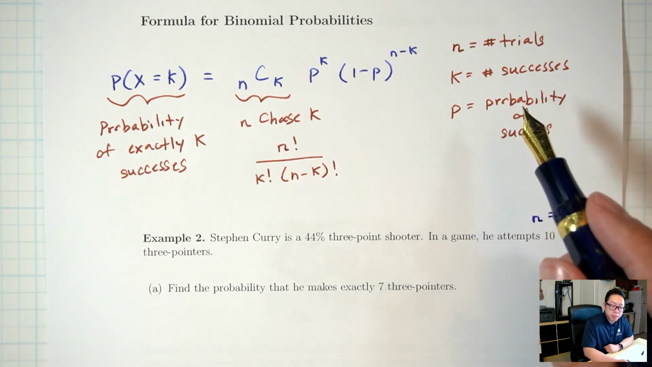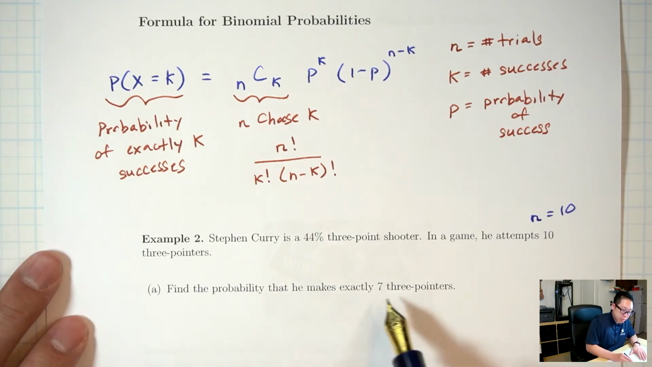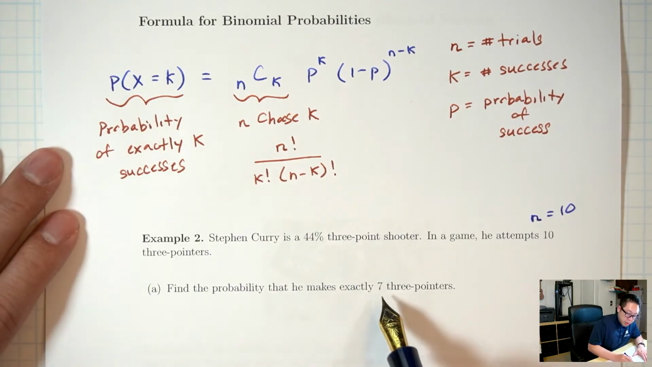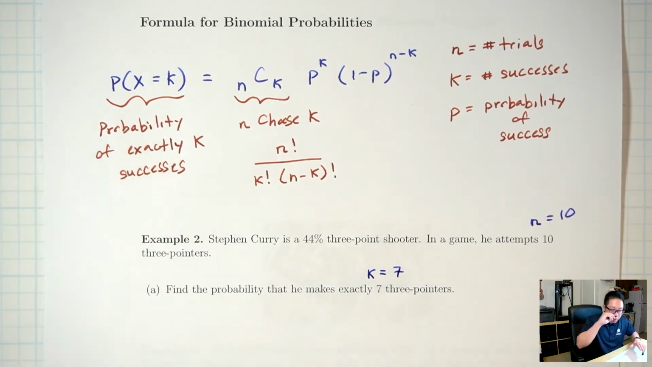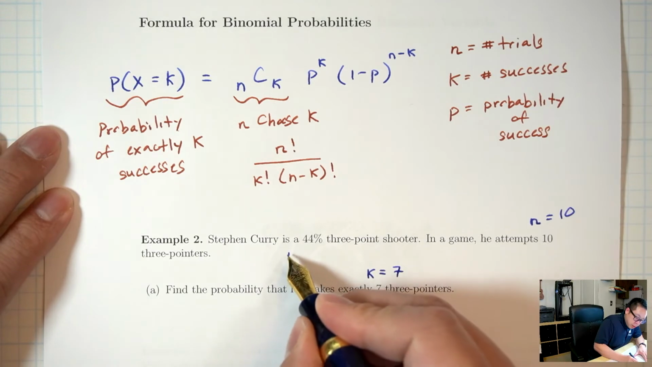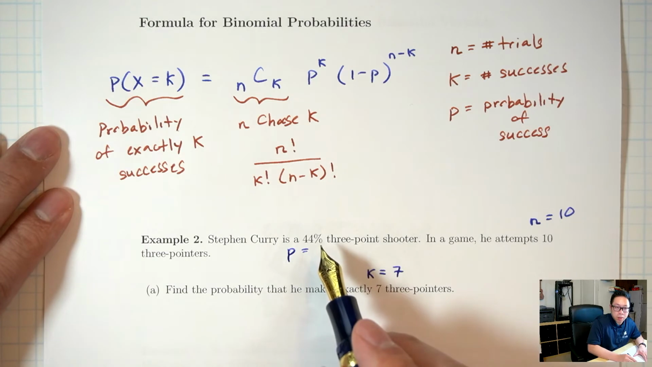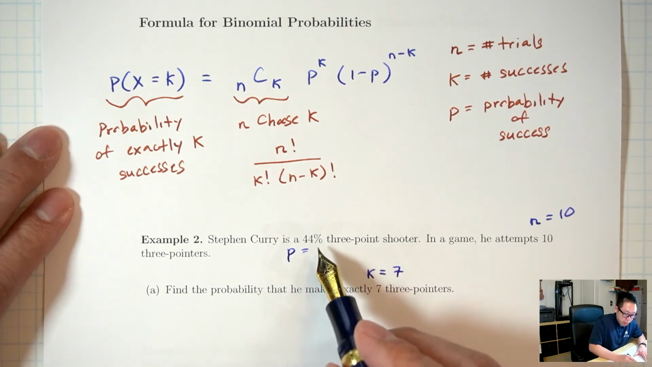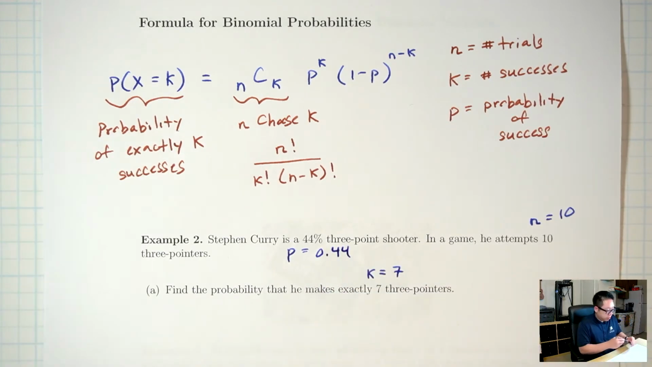K, number of successes. How many times do we want him to make it in this case? We're looking for the probability that he makes exactly 7 three-pointers. So we want him to make 7. So k here is 7. And then p, what's the probability of success? What's the probability that he makes it? 44%. So our p here is, and anytime we're doing calculations, we should convert the percents to decimals. So 44% as a decimal is 0.44.